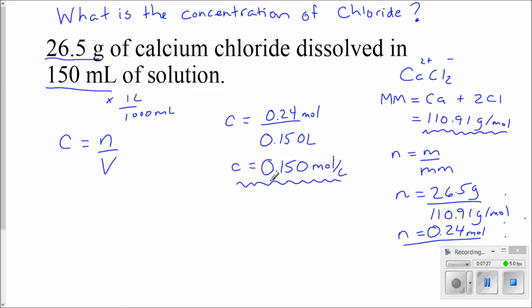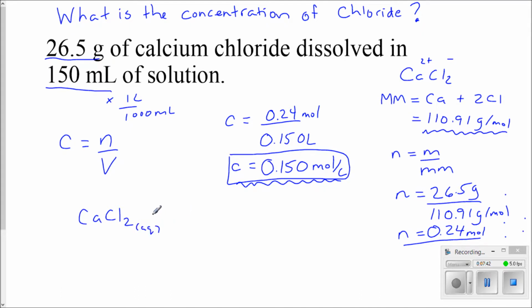So we take our moles, we divide it by our volume. This is the concentration that we get. Now this is the concentration of calcium chloride. But what is the concentration of chloride? Well, calcium chloride looks like this in solution.